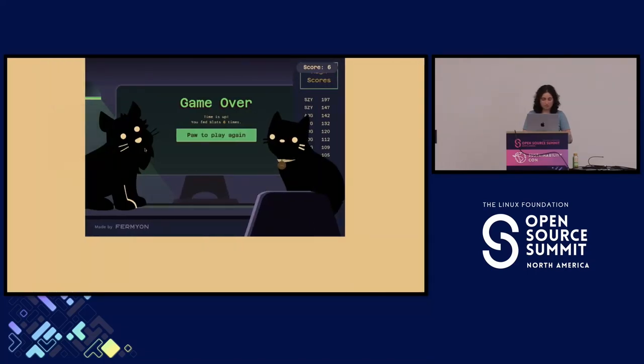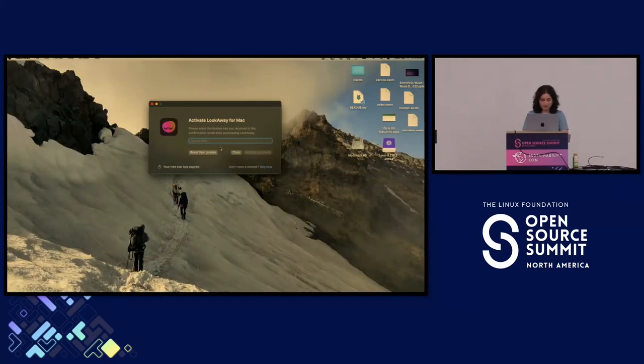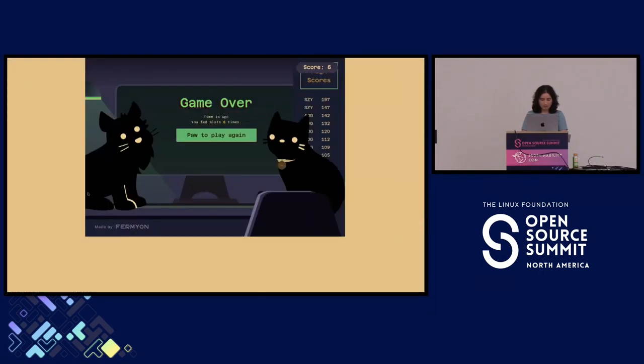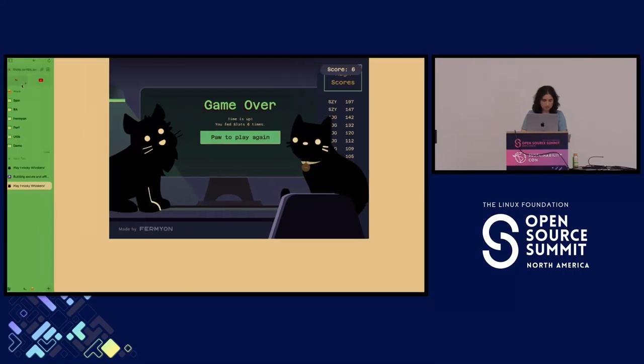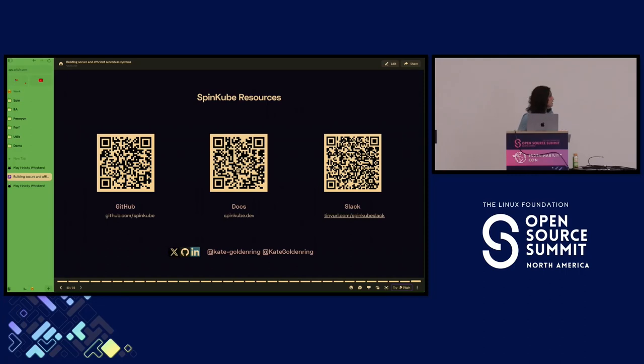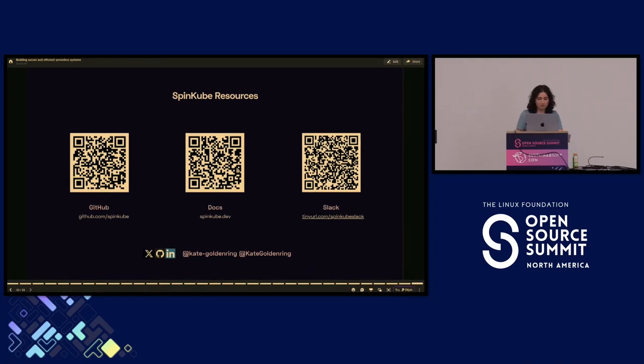So, with that being said, let's go ahead and go back. And so that is what I wanted to share about serverless and the opportunity it has for sustainable software, and then how WebAssembly can actually help us get there.